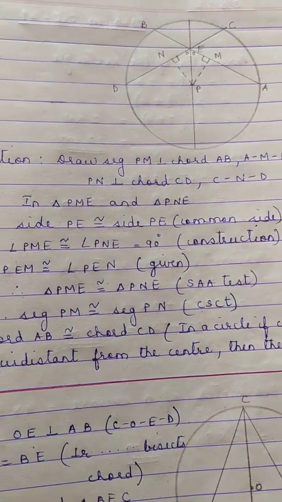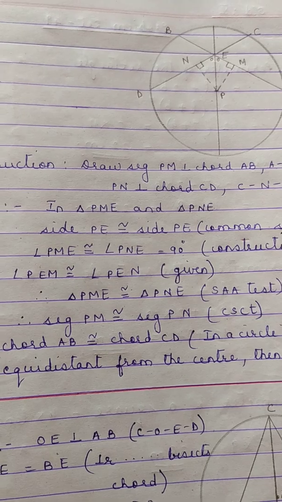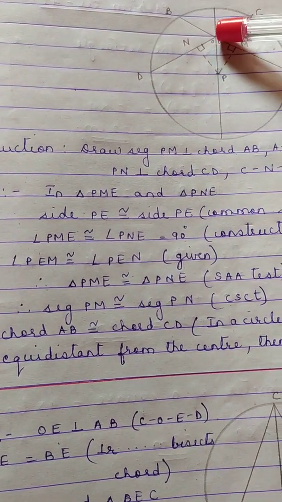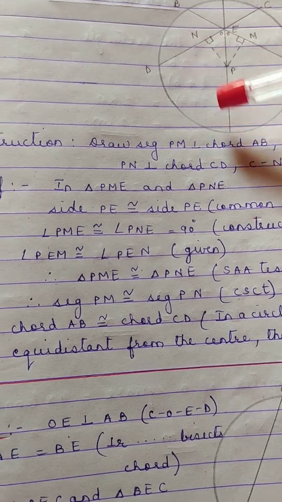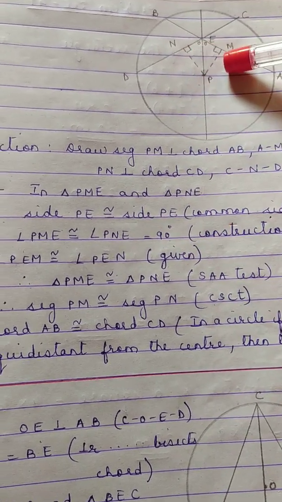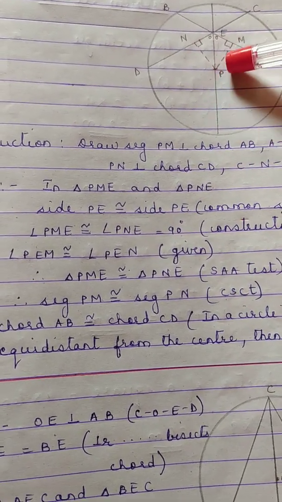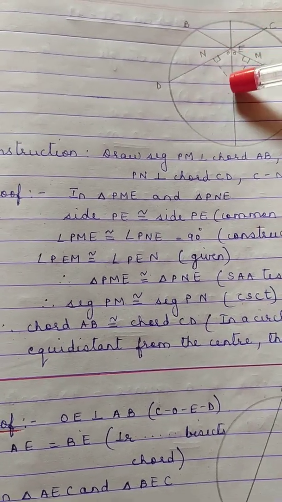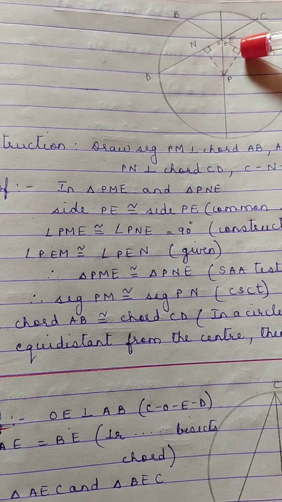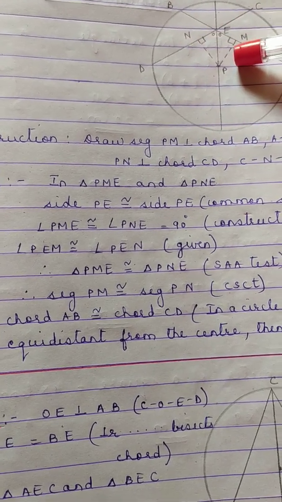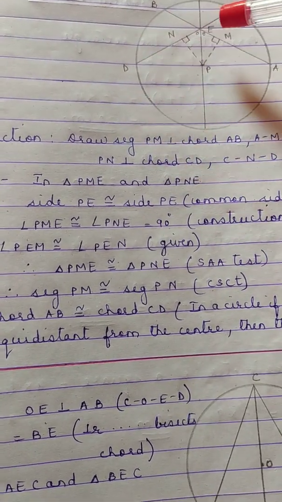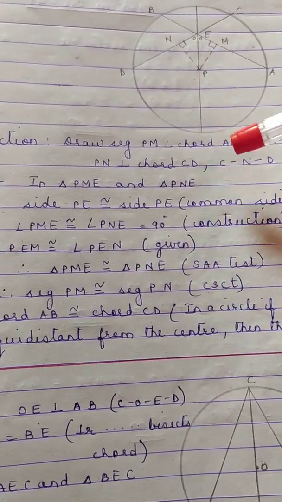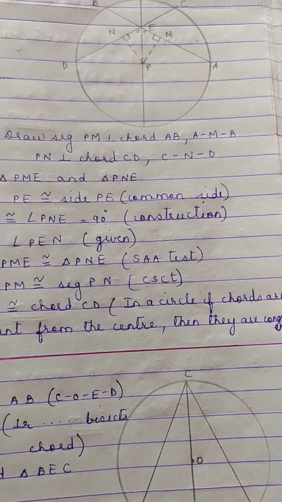Therefore, the two triangles are congruent by SAA test. So this is the side and the angles. By SAA test, the two triangles are congruent. Therefore, segment PM is congruent to segment PN, by CSCT. Now, since these two perpendiculars are congruent to each other, chord AB is congruent to chord CD. The reason being, in a circle, if the chords are equidistant from the center, then they are congruent.